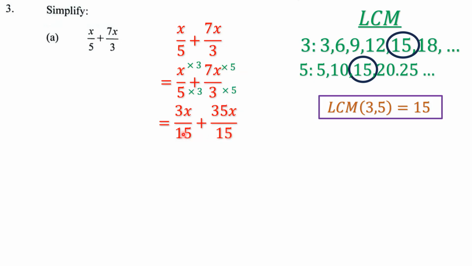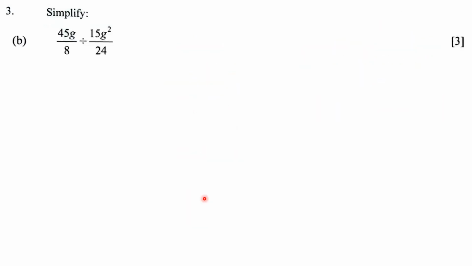And so now we have these two fractions that have the same denominators. Now we can add the numerators. So we have 3x plus 35x, and 3x plus 35x is going to be 38x over 15. And that's how we get our answer, 38x divided by 15. Okay, let's move on to the next question.